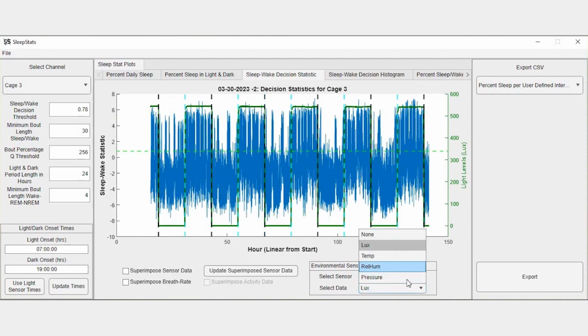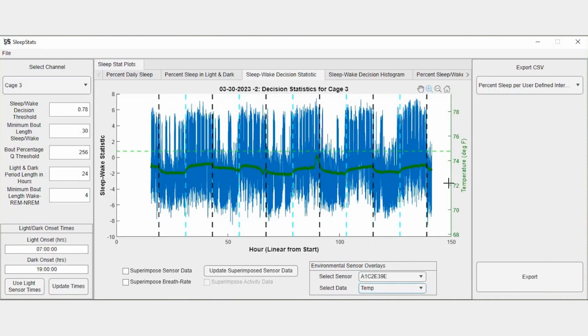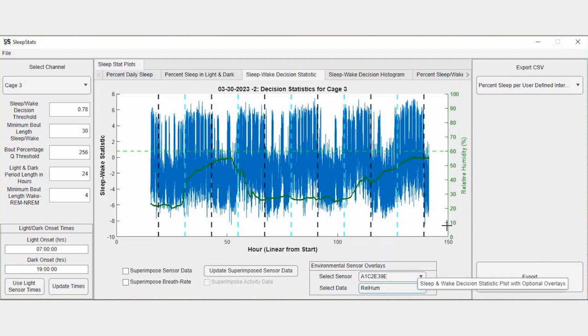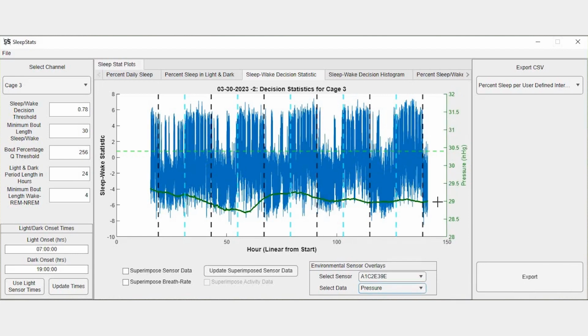We can also see temperature changes varying between 74 and 73 degrees, relative humidity varying between 20 and 60%, and barometric pressure close to 29 millimeters of mercury with a slight dip after the second light onset. The environment data can also be exported to CSV files for both the base and light versions.